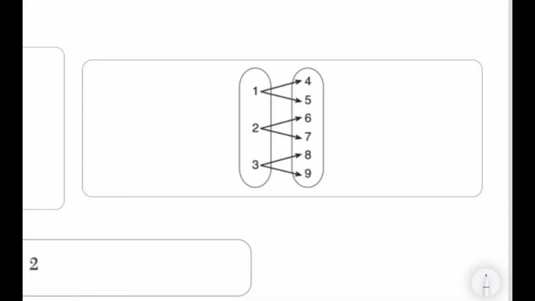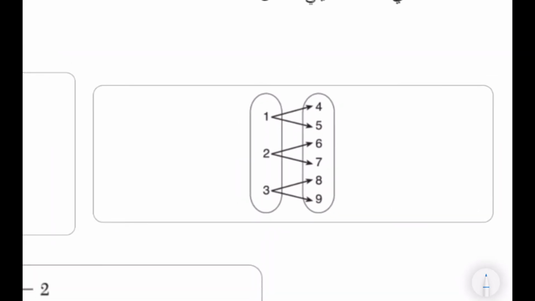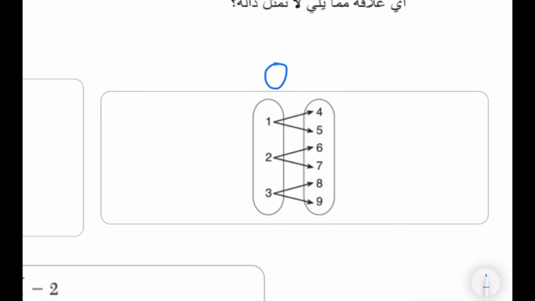Let's go over here. This is a different story. As we can see here, 1 corresponds to 4 and 5. 2 corresponds to 6 and 7. 3 corresponds to 8 and 9. As we said, a function is a relation where every input corresponds to only one y value. This is very important. Only one. So 1 corresponds to 4 and 5, so it is not a function. But if we wanted to make this a function, then 1 would only correspond to exactly one y value.